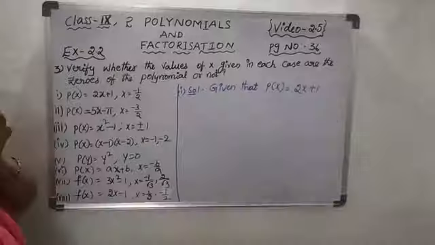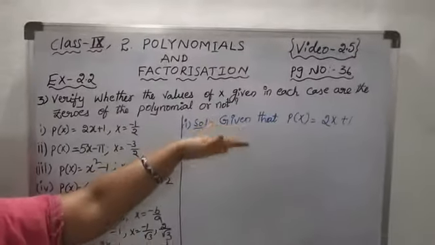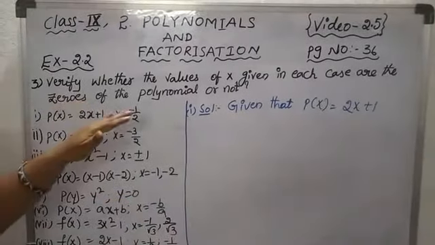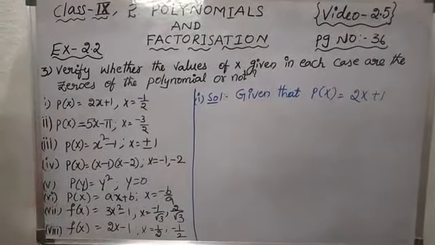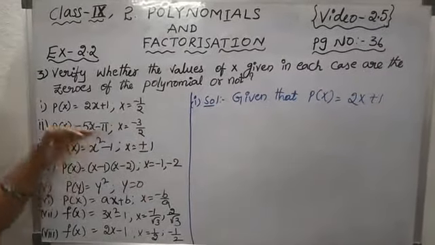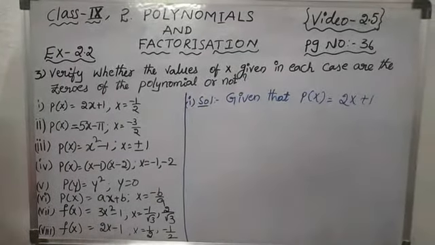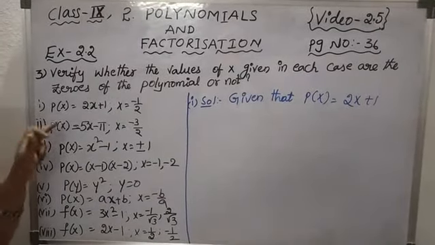Okay, now going to the next bit. Problem: Verify whether the values of x given in each case are the zeros of the polynomial or not. Here are some of the problems. We have to verify whether the given values are the zeros of this polynomial or not. So now we are doing this. I will explain the first problem.